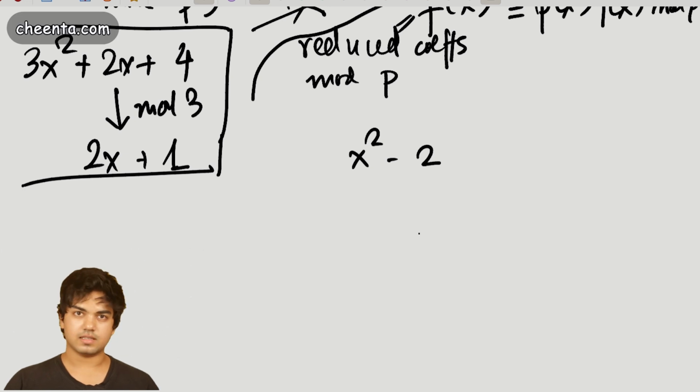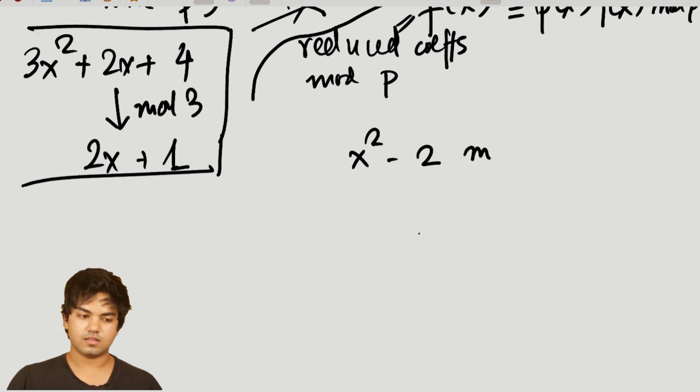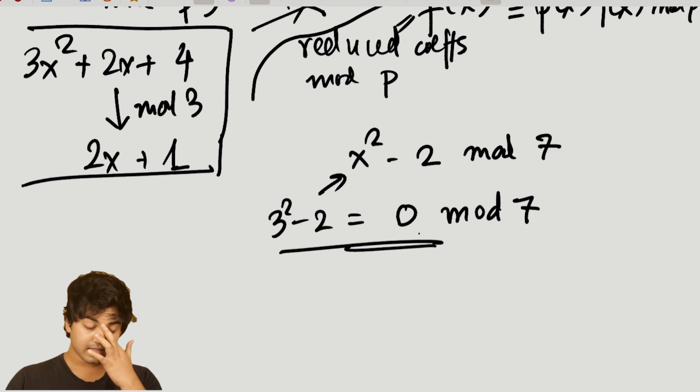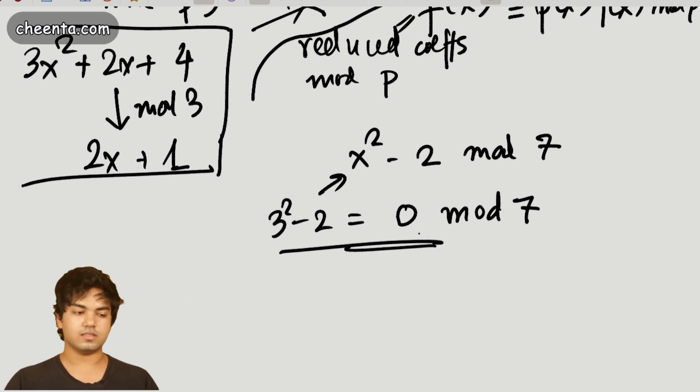A simple example of this is x squared minus 2 mod 7. If I plug in 3 here, 3 squared is 9, minus 2 is 7, which is 0 mod 7, which implies that 3 is a root, which implies minus 3 is a root.